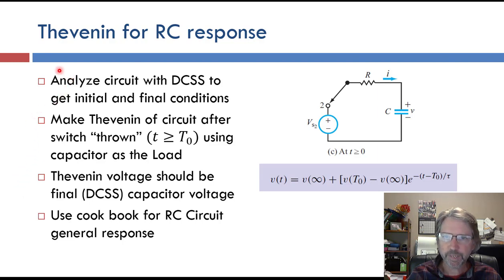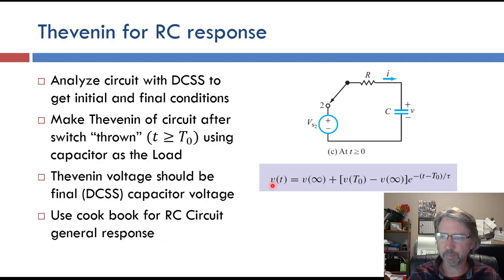Our process was to analyze the circuit with DC steady state. We needed the initial conditions for sure, and we could also find the final condition, the infinity condition, if we wanted to. Then we found a Thevenin circuit for everything except the one capacitor for the t greater than t0, or t greater than 0, condition. That Thevenin voltage is the final voltage that we might have already found up here. And then we have a cookbook for the response.